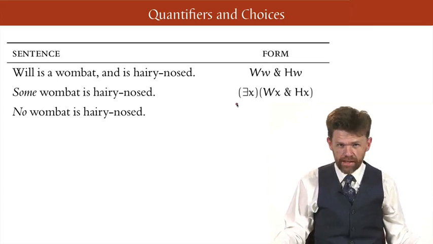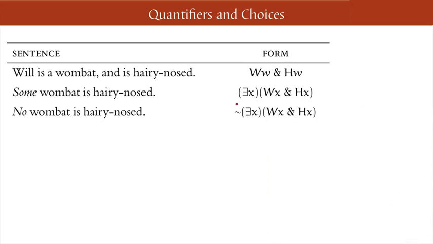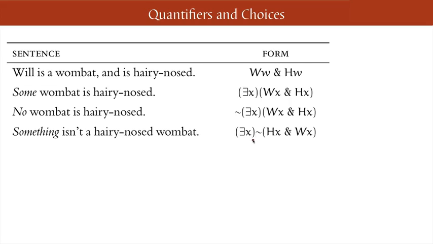Then, to deny that statement, to say that no wombat is hairy-nosed, it's clear what to do. We just negate the original statement and we say that we can't fill the role for x. It's not the case that there is something that can play that role. Whereas, to say that something isn't a hairy-nosed wombat, you also use the negation, but it now occurs after the quantifier. We're after something that isn't both hairy-nosed and a wombat. And so we're saying we can find something which fills the role of not being a hairy-nosed wombat.